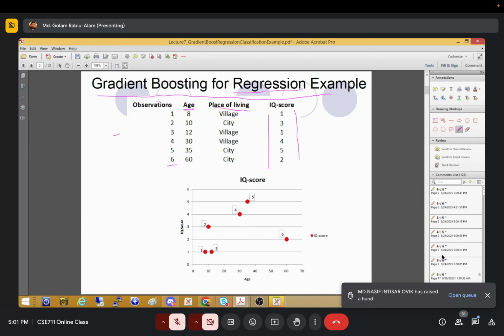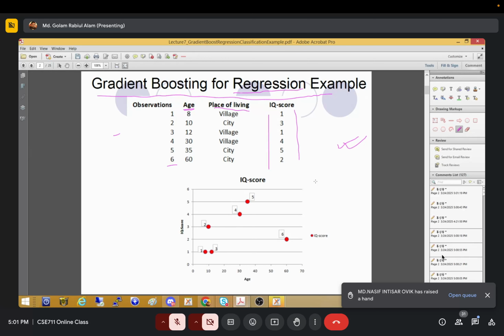For the first individual, the age is 8 and place of living is village, then the recorded IQ score is 1. Then age is 10, place of living is city, the recorded IQ score is 3. Then age 12, place of living is village, the recorded IQ score is 1, like this. Then we have a data set.